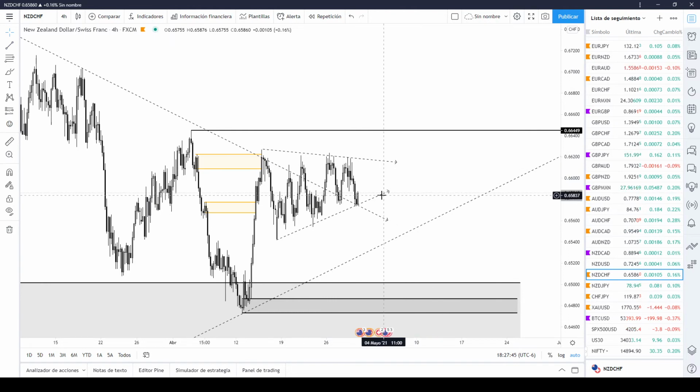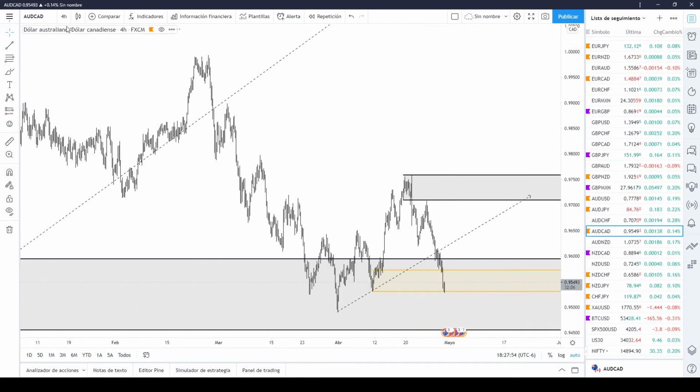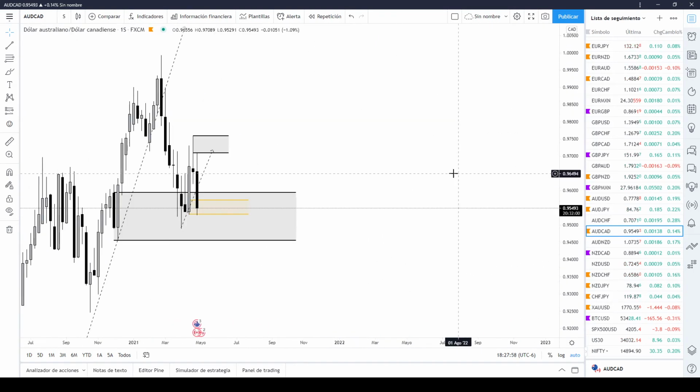Some sort of triangle thing. But the price is already bullish. See? Aussie CAD. This pair is already bearish. It just turned bearish. Same thing.